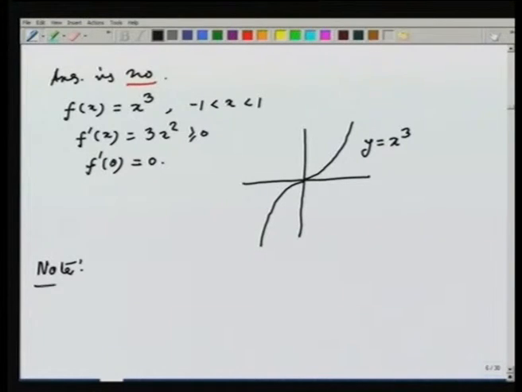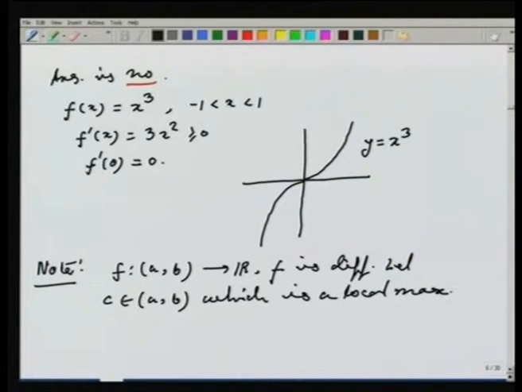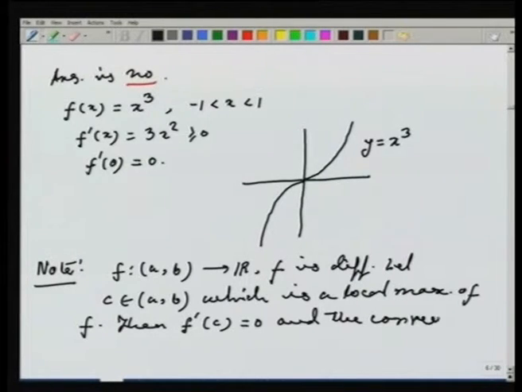Okay. Now, armed with this, let us observe something more which we have already seen. So, I will call it a note. Suppose I have a function f defined on an interval a b, assume f is differentiable. Let c be a point in a b which is a local maximum of f. Then we have proved in the previous lecture that the derivative of the function at that point has to be equal to 0, and the converse is not true.